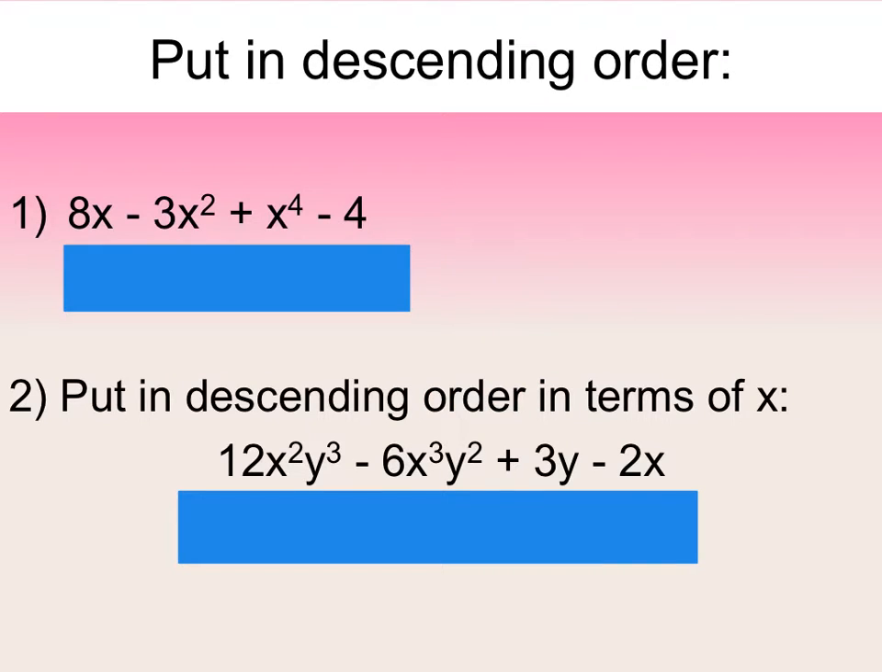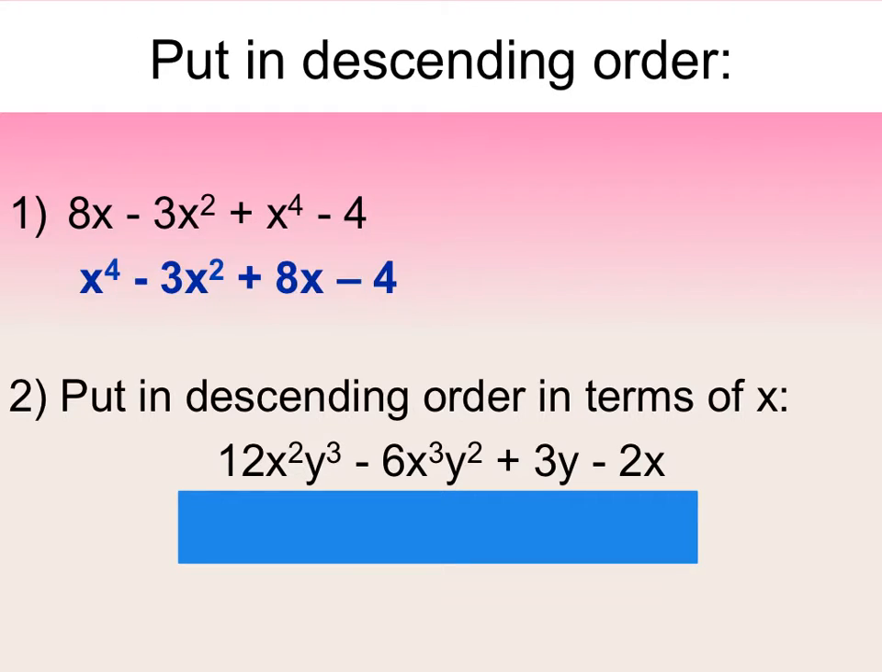So this is just taking a look at how you would put these in descending order. If these were your answers, you're never going to see something that looks like number 1 as an answer choice. They're going to have it in descending order by degree. So the highest degree in this first example is the x to the 4th, so that should come first, followed by that x squared, so you're just kind of rearranging, followed by the 8x, and then there's no degree with the 4, so just minus 4 at the end.